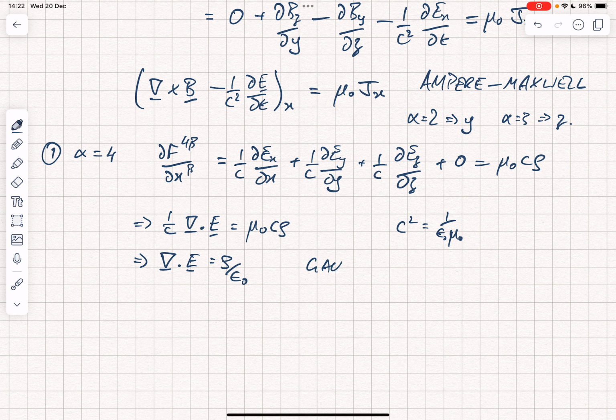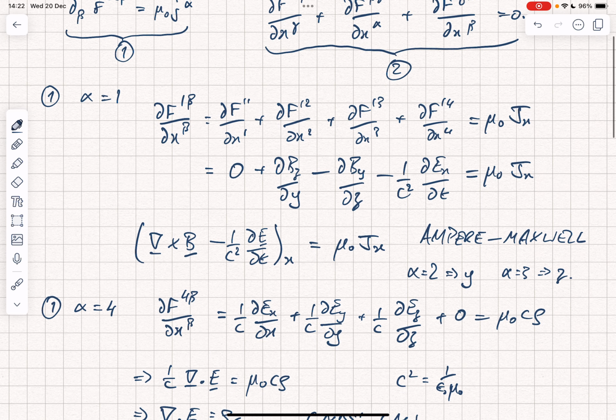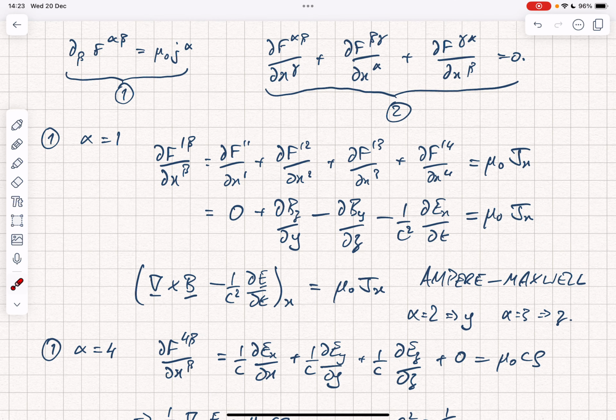And this, of course, is Gauss's law. So that's the two of Maxwell's equations with sources derived from our first equation, one which has a source term in it. So this part has given us Ampere-Maxwell and Gauss.